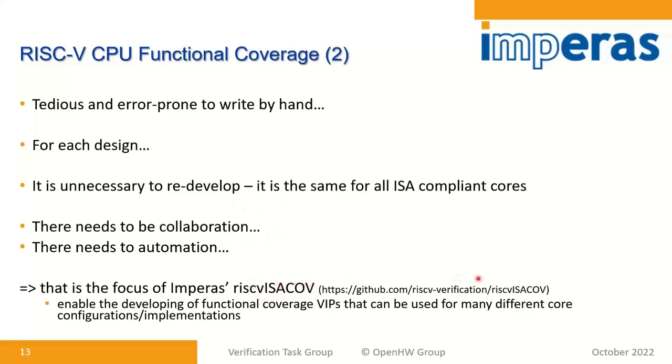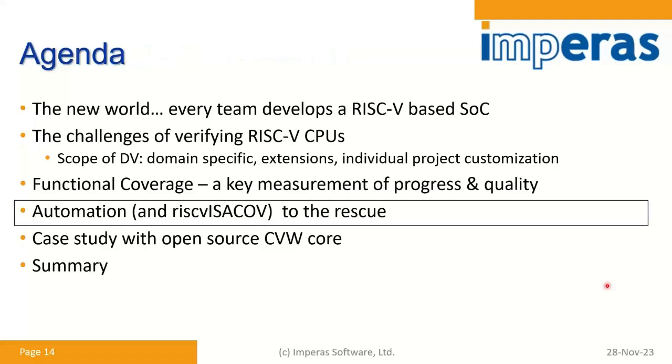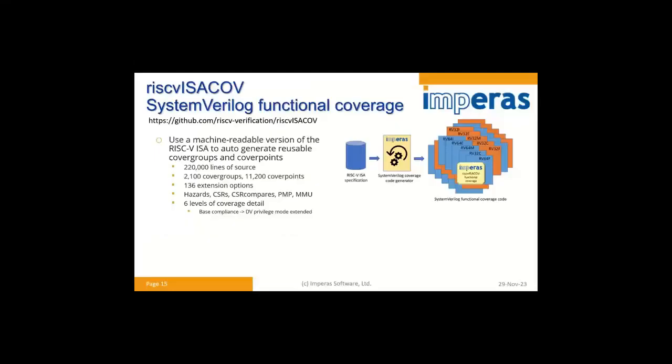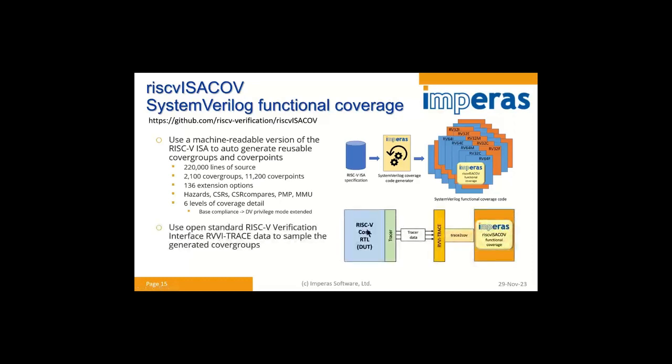That's really what we've been doing with what we call RISC-V ISACOV, which is basically to try and develop, with input from partners, automation to get this functional coverage done. I'm going to talk a little bit about that. This is SystemVerilog functional coverage, and the key thing is the RISC-V definition that we have, so we can automatically generate the coverage from it. There are a lot of coverage groups, and it uses a standard trace format to come from the core into the functional coverage. And this is how verification is measured.